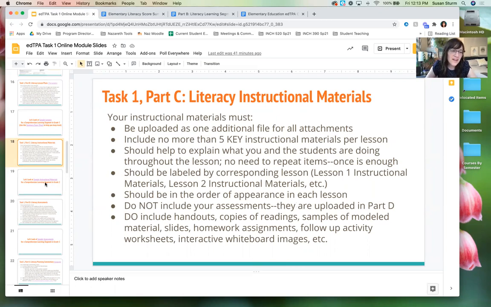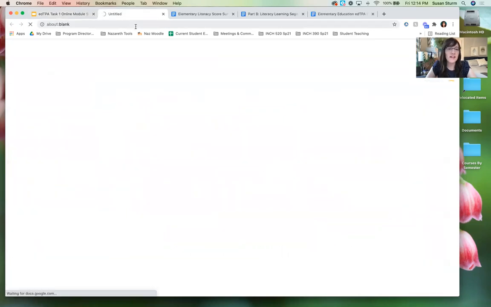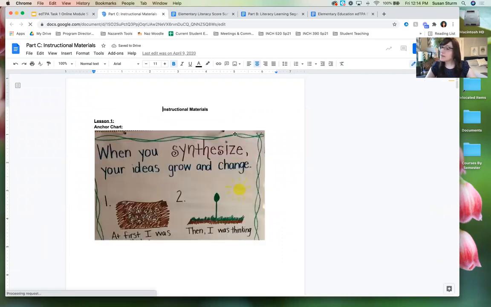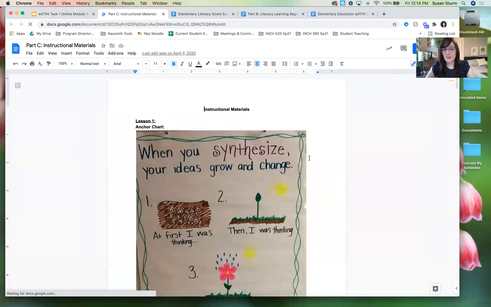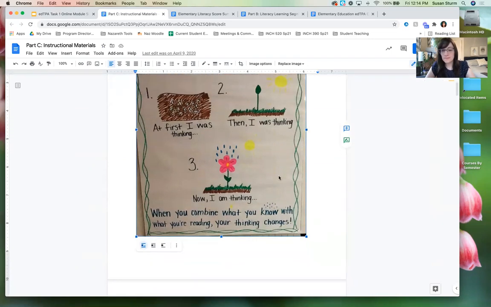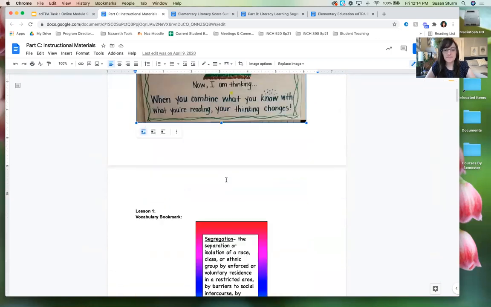So the sample instructional materials for this grade 5 lesson are found here. So everything that this STAR student talked about, we should be able to see here. So here's that anchor chart. At first I was thinking, then I was thinking, and now I'm thinking. You can see she made it really pretty. When you combine what you know with what you're reading, your thinking changes, and that is synthesizing.